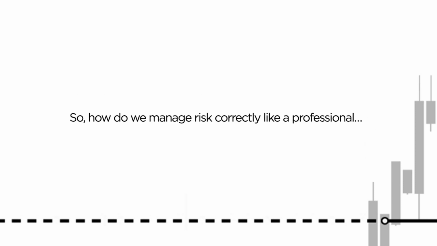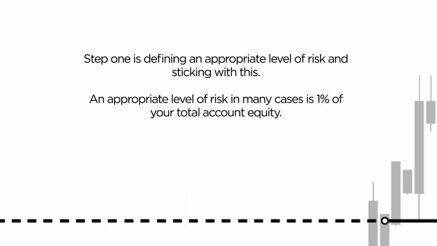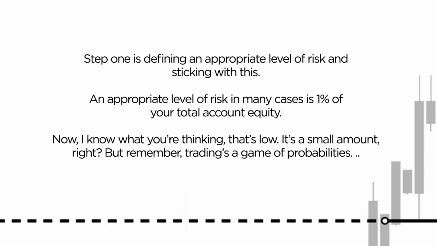So how do we manage risk correctly like a professional? Step one really is defining an appropriate level of risk and sticking with this. And this creates consistency. And as the saying goes, consistent actions lead to consistent results, right? And that's what I want you to achieve going forward. So an appropriate level of risk in many cases is 1% of your total account equity. So with a £1,000 account, you'd begin by risking 1% of this, which is £10. Now, I know what you're thinking, that's quite low. It's a small amount, right?